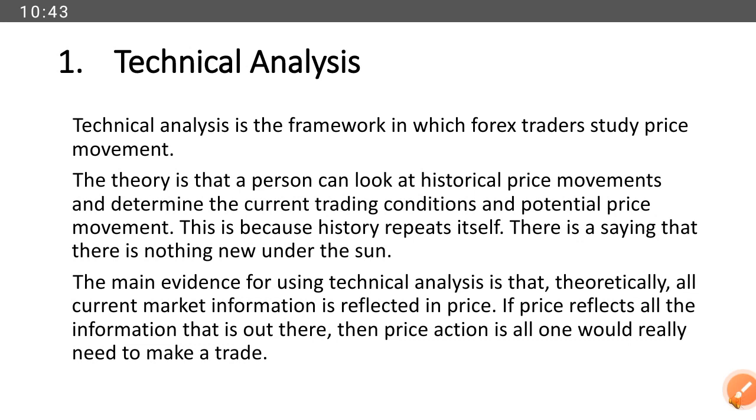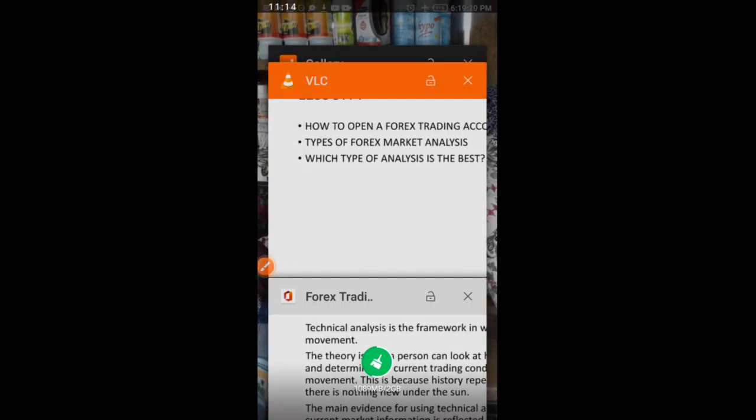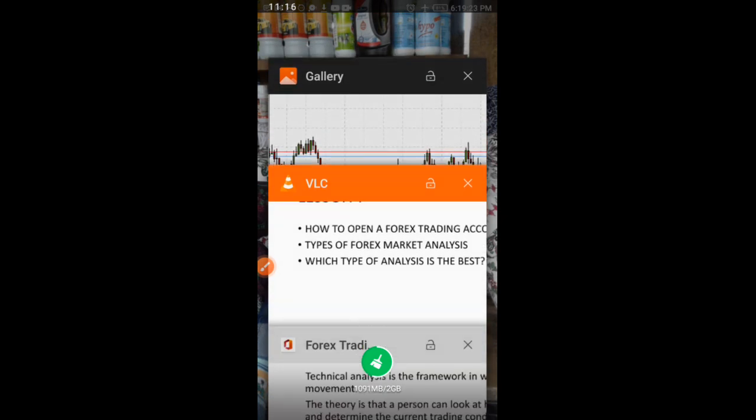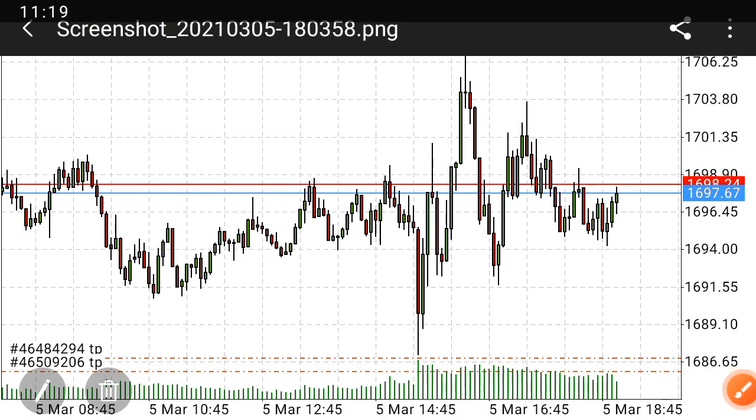The main evidence for using technical analysis is that theoretically, all current market information is reflected in price. If price reflects all the information that is out there, then price action is all one will really need to make a trade. Now, let me show you a chart. This is a chart here.